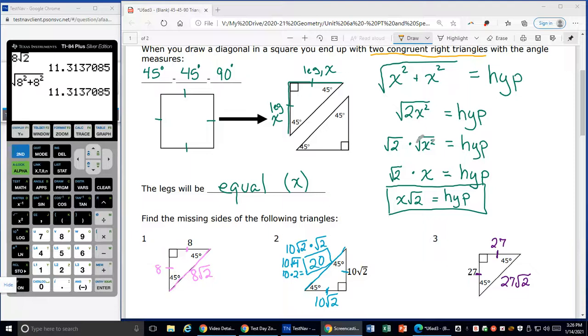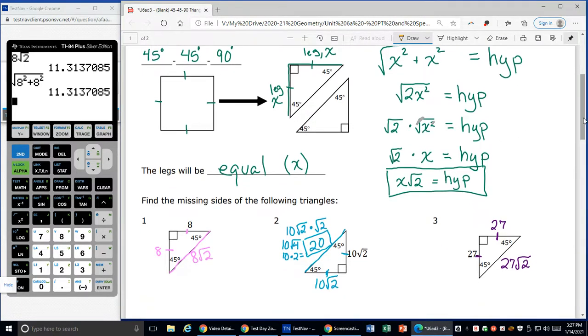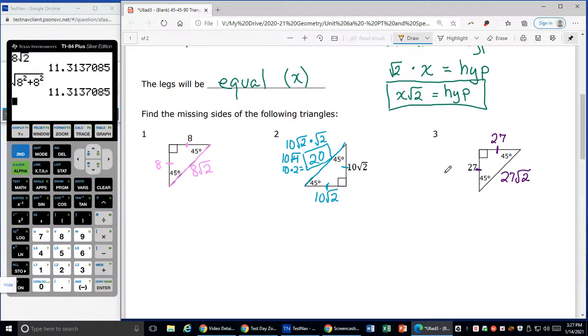All right, so we have been looking at special right triangles, 45, 45, 90, which is made from dividing a square in half. I end up with 45 degrees, 45 degrees, 90 degrees, two legs that are the same measurement, and then a hypotenuse that can be found by taking whatever that leg is and multiplying it by the square root of 2. And what we're seeing is we have two separate patterns.